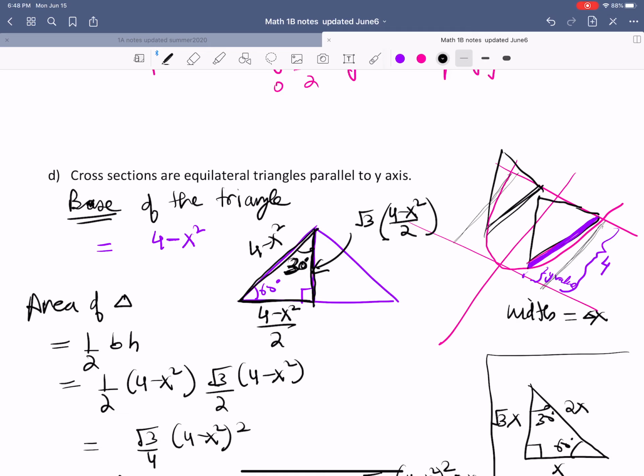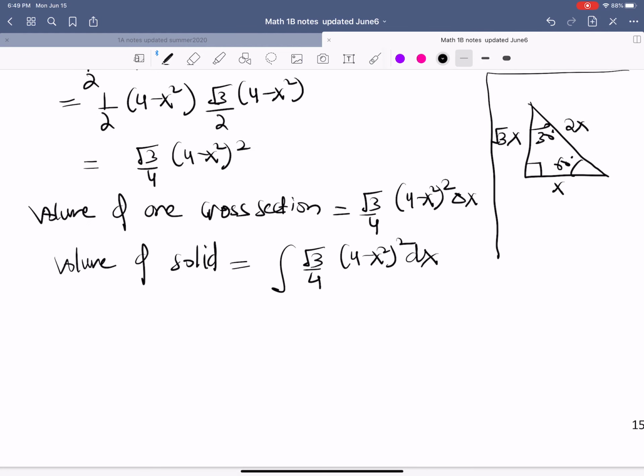We can find the points of intersection of y equal to x squared and y is equal to 4. So if you put x squared equal to 4, you get x equals plus or minus 2. So that tells you this is 2, and this is negative 2. Okay, so we have our bounds of integration from negative 2 to positive 2, root 3 over 4, 4 minus x squared, everything squared dx. And again, evaluate that integral. I'm going to leave that part for you guys. Okay, I'll cover a few more examples in the next video.